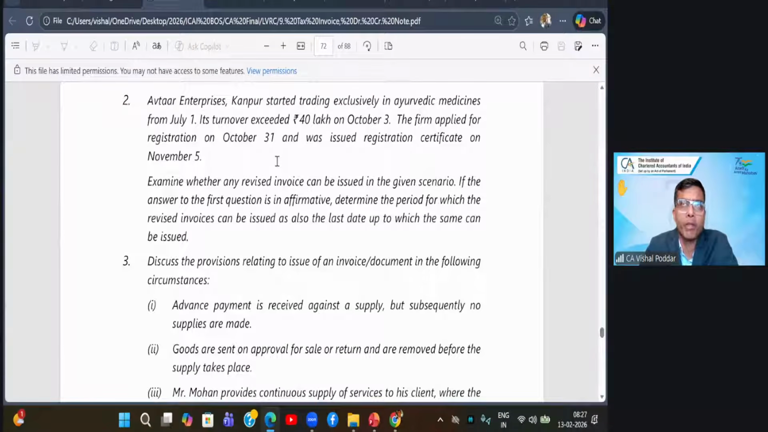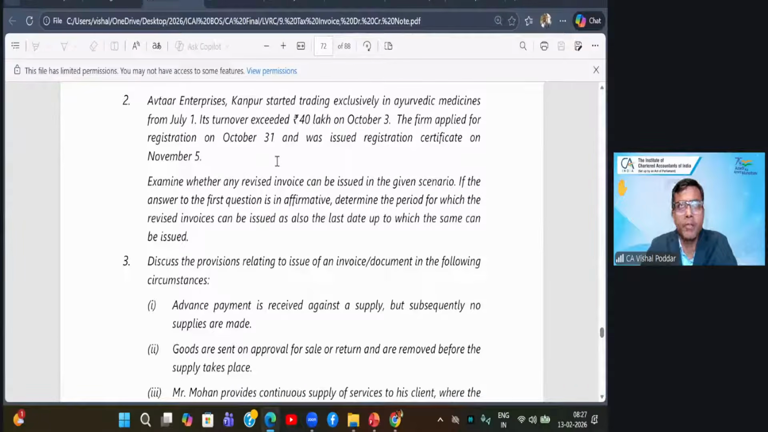Good. See, you are perfect, but I'll just slightly fine tune this. Firstly, one doubt I will clear: a revised invoice does not mean that I have made an invoice and now I'm correcting it because I made a mistake. This is not a revised invoice. Firstly, this is not a revised invoice. Then it will be a GST invoice, meaning a tax invoice, we can say.